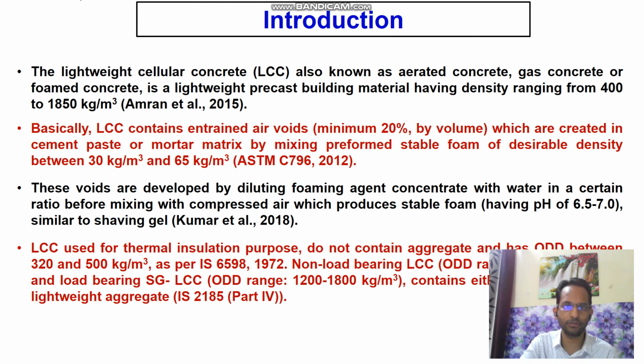As an introduction, as we know, lightweight cellular concrete, basically known as foam concrete, or you can say aerated concrete or gas concrete, is a lightweight precast building material. Normally it has a density ranging from 400 to 1850 kg per meter cube, and as per ASTM C796, which is the American code, LCC contains entrained air induced by preformed stable foam of desirable density ranging from 30 to 65 kg per meter cube.